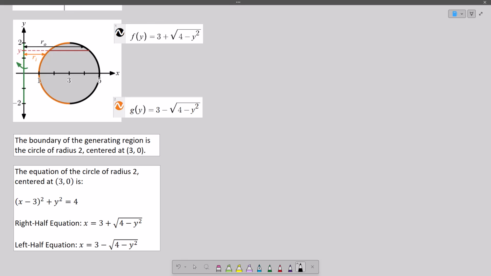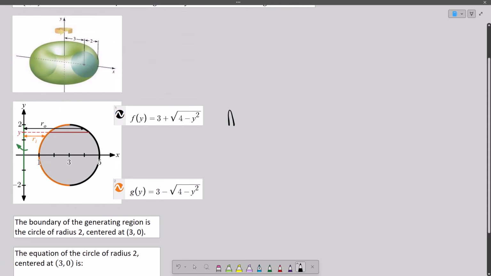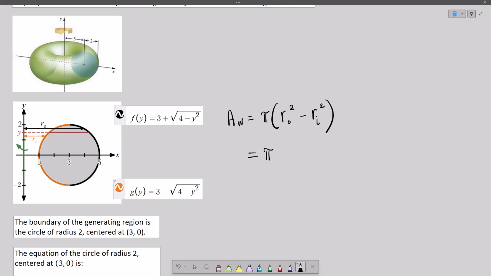So we know that the area of a washer, we've got our generic formula down pat by now. Pi multiplied by r outer squared minus r inner squared. It's going to be a dy because it's horizontal. Thickness of a horizontal rectangle is dy. So we look here. Let's go with the outer one.